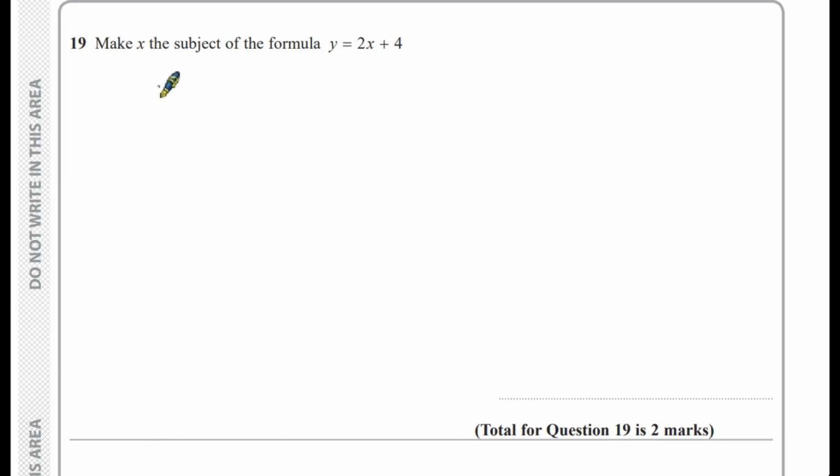Question 19, we are asked to make x the subject of the formula. Let's just write the formula out again. y equals 2x plus 4. So to make x the subject, we need to get everything else to the other side, and we're going to use BIDMAS backwards. So the first thing that we would move would be the 4. It's a plus 4 where it is. We move it to the other side, it becomes a minus 4. So we now have y minus 4 equals 2x.